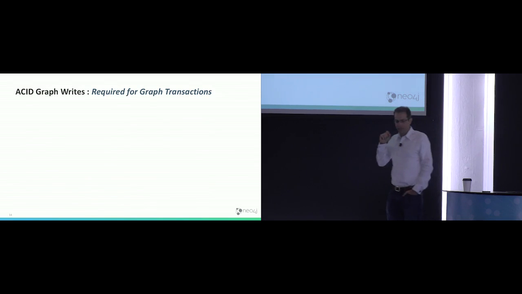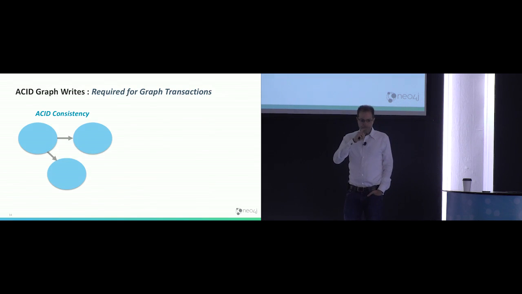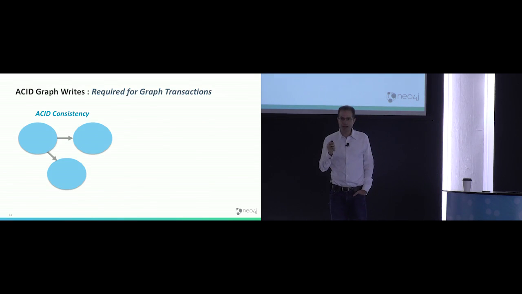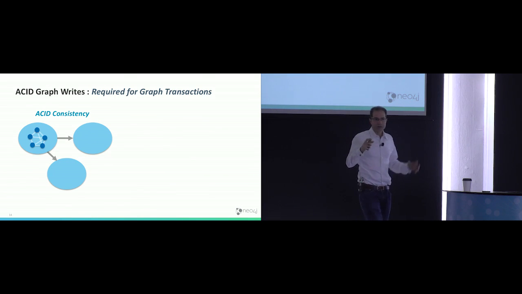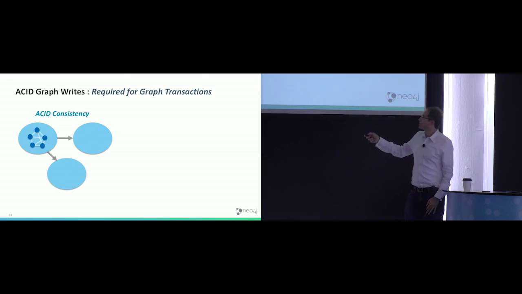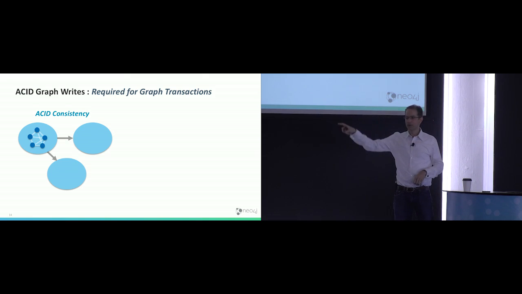Okay, let's talk about ACID. What does this actually mean? When we say ACID consistency for a graph, it means that if I have a subgraph, could be as small as a single relationship, and then I need to go update the node, update the other node, create the relationship, update the properties, and then maybe update an index, all of that should happen on an all or nothing basis.